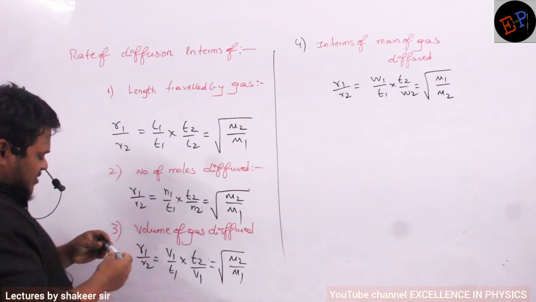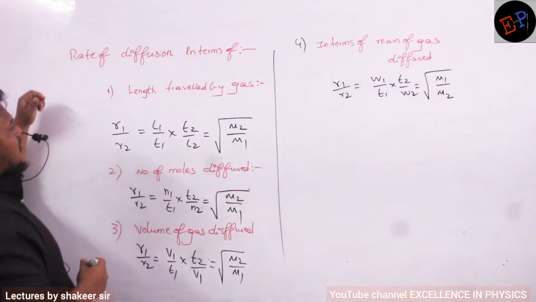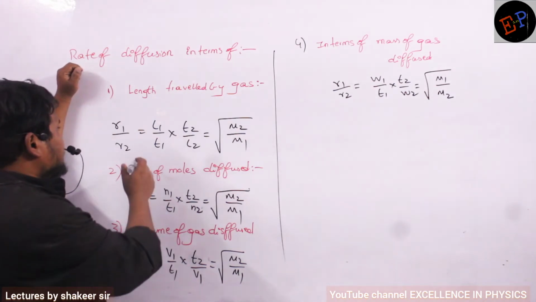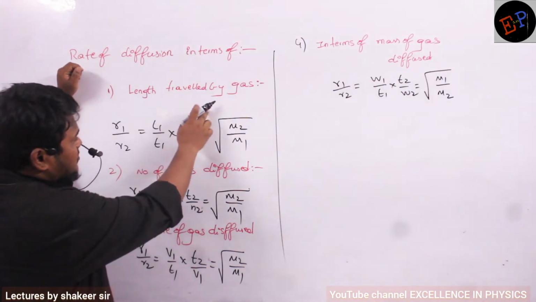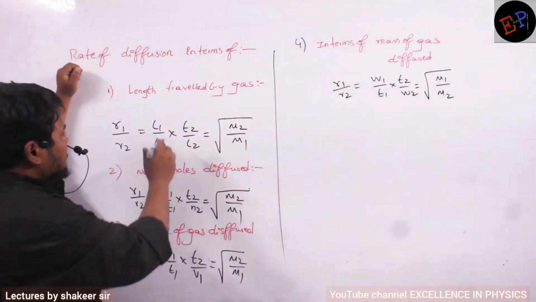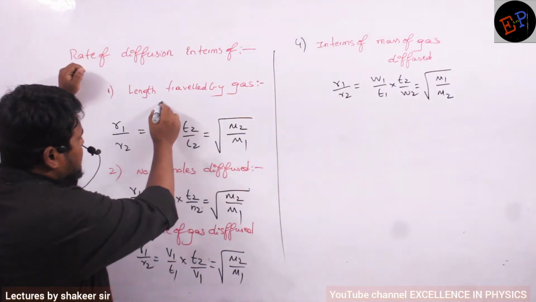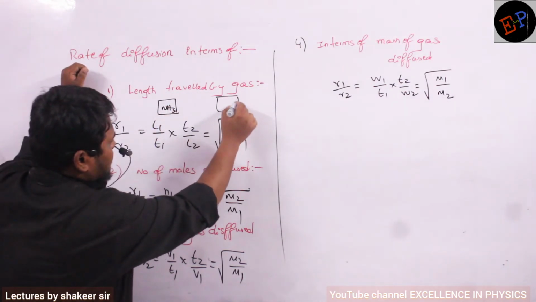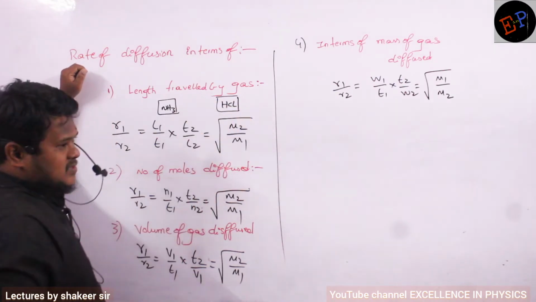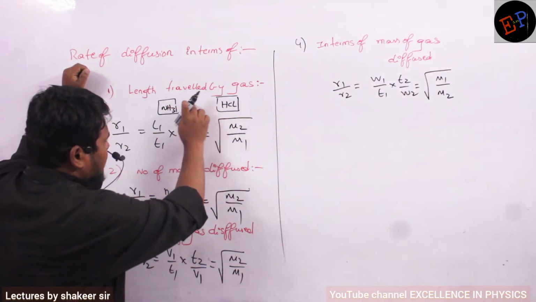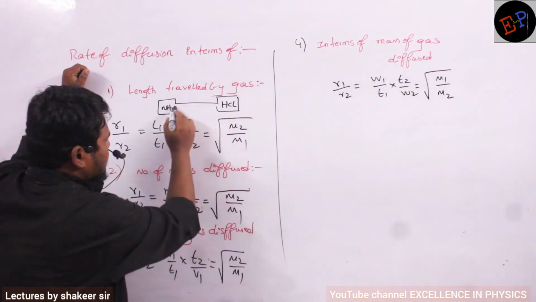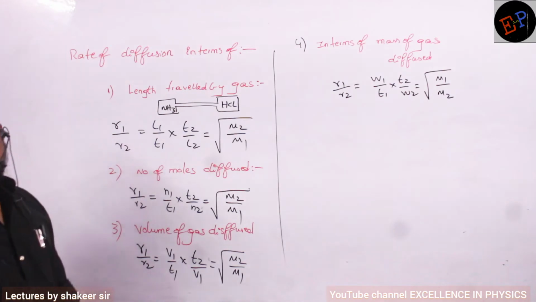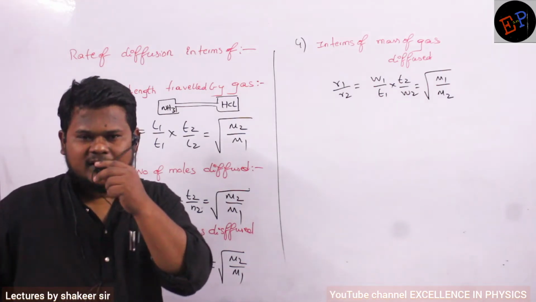So we have studied equations of rate of diffusion. Now we are studying some more equations for rate of diffusion. So the first one is rate of diffusion in terms of length traveled by the gas. Previously we have done one problem. For example, in this one NH3 gas was present and here HCl gas was present. Both of them were connected by some tube. Are you able to understand? Then the gases start diffusing and each gas covers a different distance depending on their molecular masses. That's what we have studied, no?